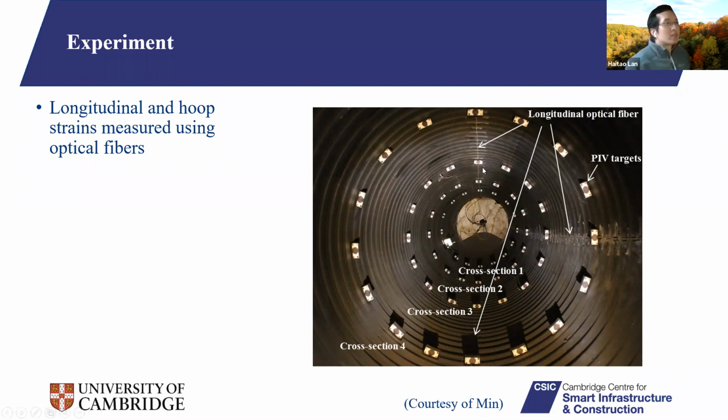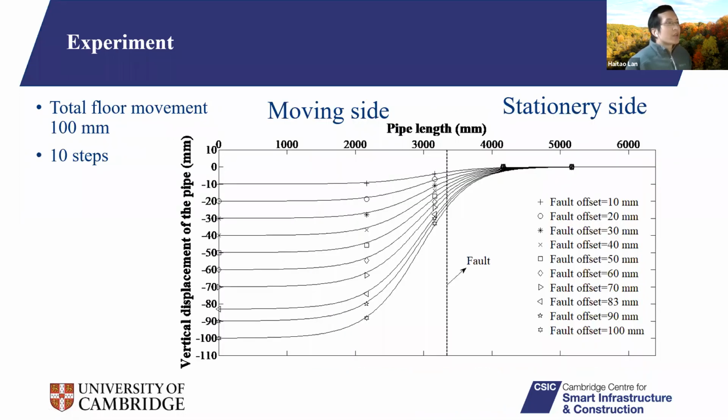There's one at the crown, there's another one at the spring line, and the last one is at the invert. So we can use this data to calculate the bending strengths during the test. So here, the vertical displacement of the pipe versus the pipe length. The length of the pipe is 6.4 meters.